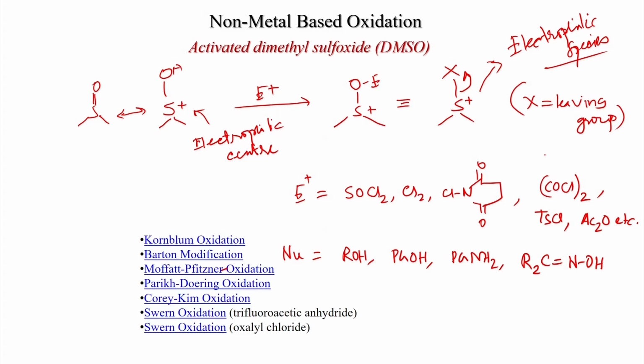And there are many name reactions which we will discuss now, because different electrophilic reagents can be used, and that is why different name reactions came out, like Kornblum oxidation, Barton modification of Kornblum oxidation, then Pfitzner-Moffatt oxidation, Parikh-Doering oxidation, Corey-Kim oxidation, Swern oxidation. There are two variants. First developed was with trifluoroacetic anhydride, and later they modified with oxalyl chloride, which is called the Swern oxidation. That is the familiar Swern oxidation that uses oxalyl chloride.